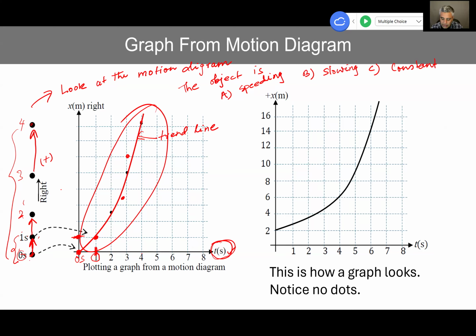So let's suppose another motion, and the graph looks something like this. You can make a graph from the motion diagram, but once you have the graph, you can tell about the position, displacement, average velocity, and acceleration from the position versus time graph. Okay.